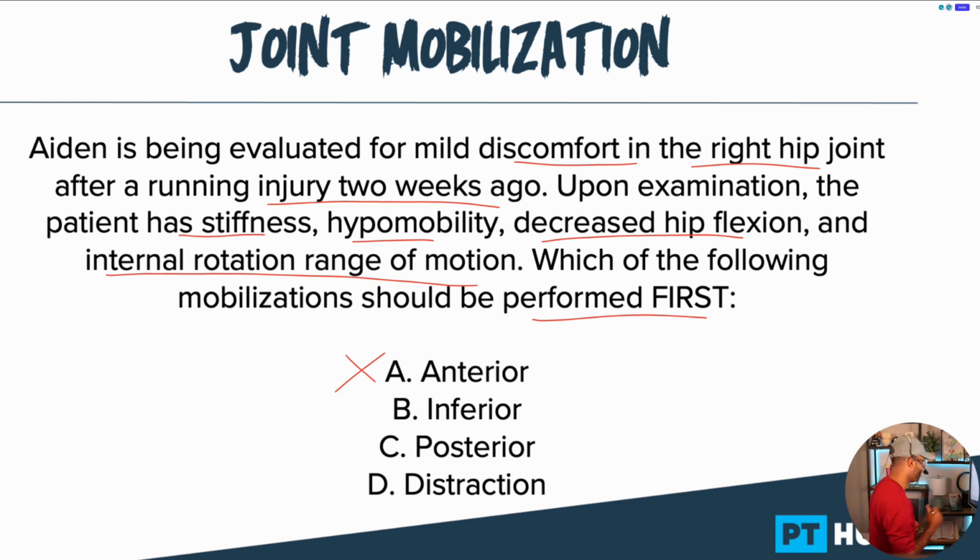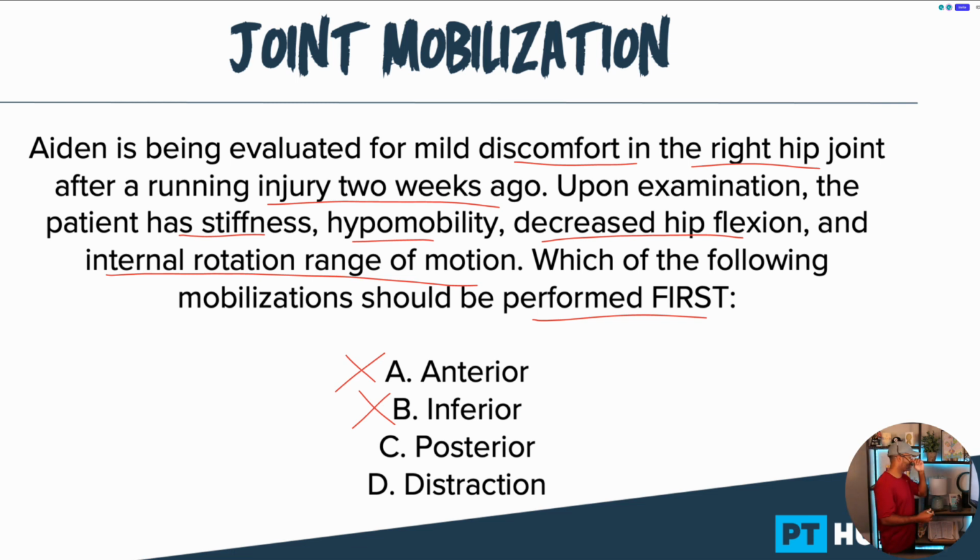All right, let's take a look at B. Would I do an inferior glide to improve hip mobility? Yes, potentially. Would I do this to improve hip flexion and internal rotation range of motion? Well, I would do it to improve hip flexion because I know I need an inferior glide to get hip flexion above 90. But I don't do an inferior glide to improve internal rotation range of motion. Doesn't make sense there. I'm going to put an X next to B because it doesn't fully answer the question. It doesn't really address it.